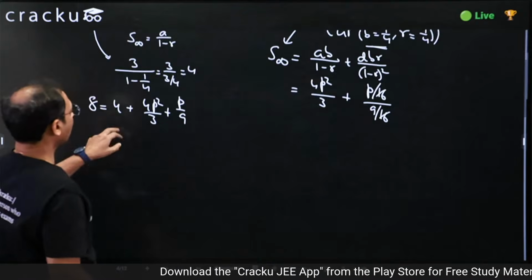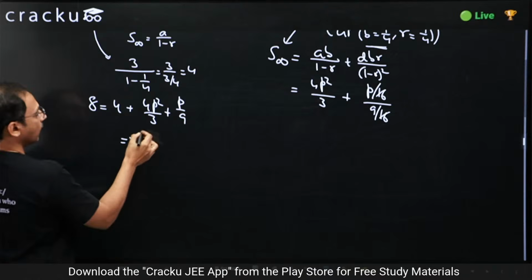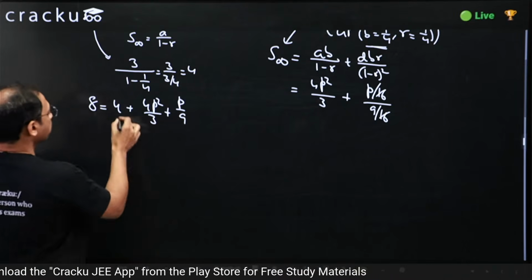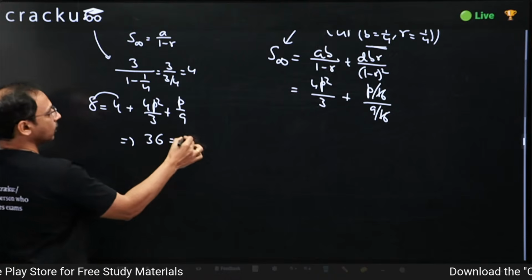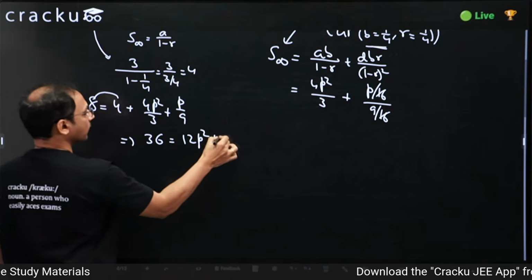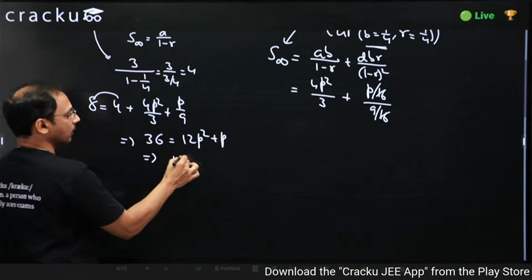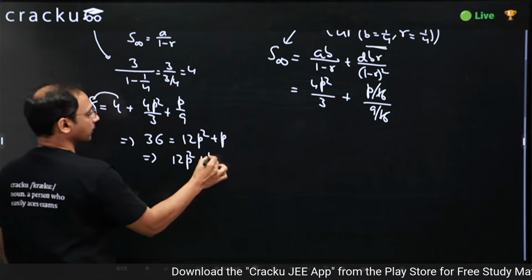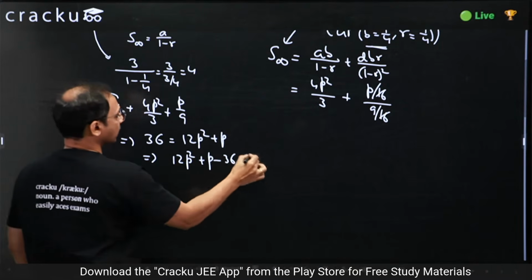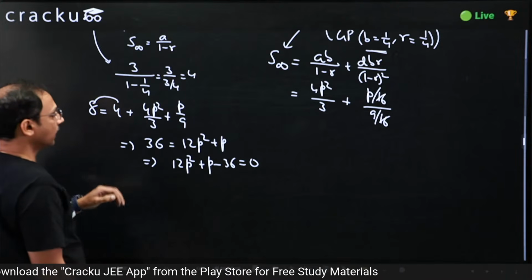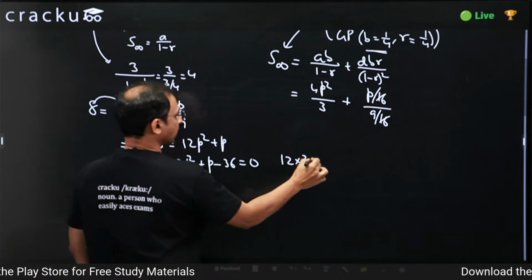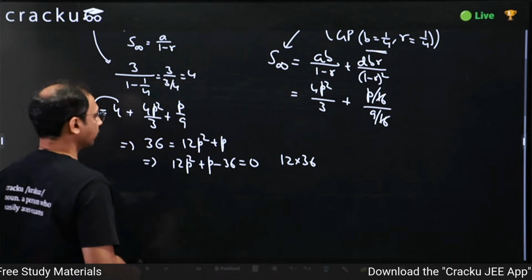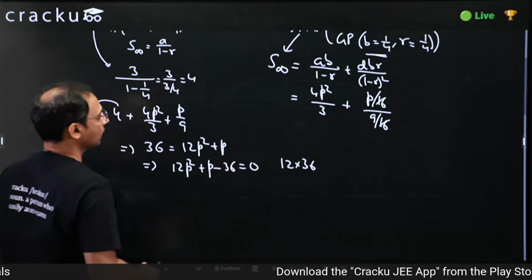Now let us solve this. Let us multiply the whole thing by 9. This is 4. 4 into 9 is 36. I'll get 12p square plus p, or 12p square plus p minus 36 is equal to 0. Let us try to solve this quadratic. Here I have 12 into 36. I need a difference of 1. So let us see.